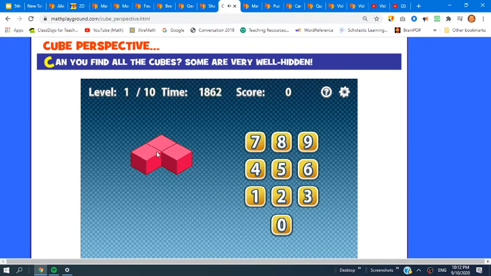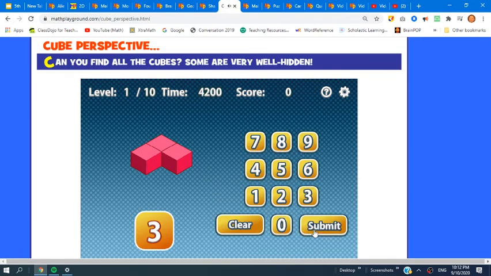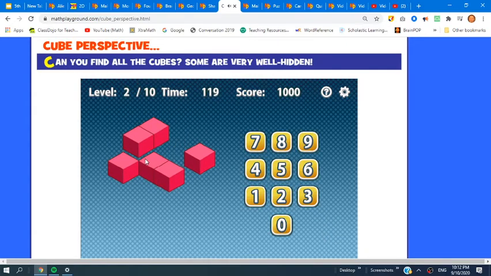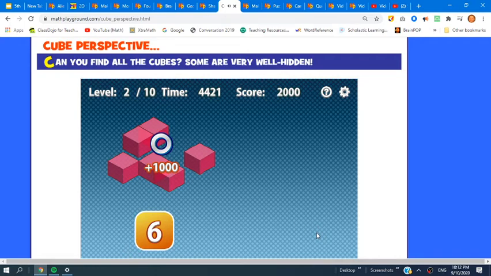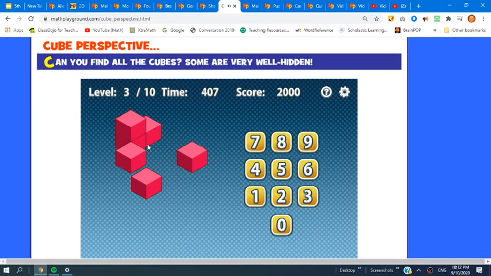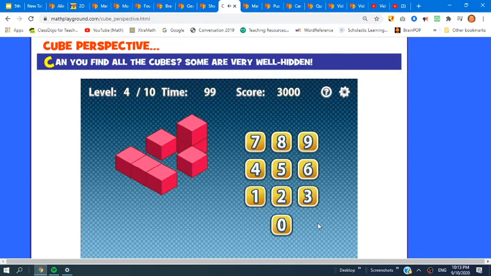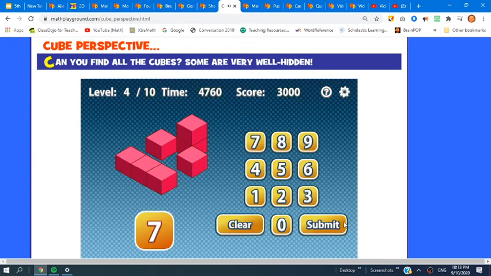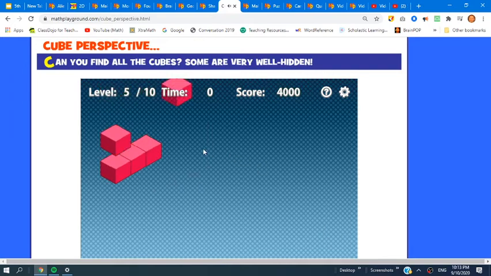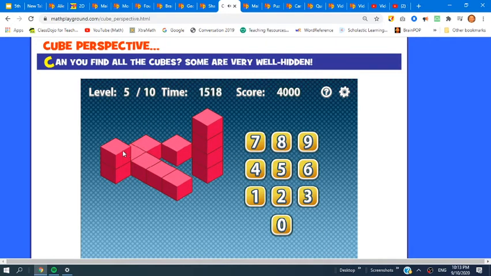All right, this one's pretty simple. 1, 2, 3, right? Okay. 1, 2, 3, 4, 5, 6. Okay, check the next one. This one's a little more difficult. 1, 2, 3, 4, 5, 6. They're going to start hiding cubes on us. Okay, 1, 2, 3, 4, 5, 6, 7. Okay, 1, 2, 3 on the bottom. 4, 5, 6, 7, 8, 9, 10, 11, 12.